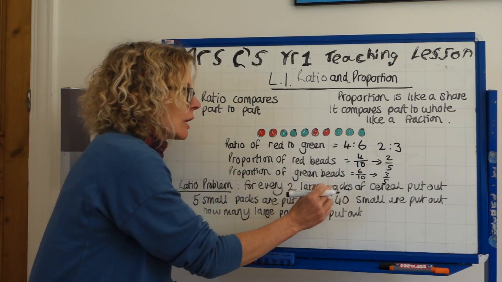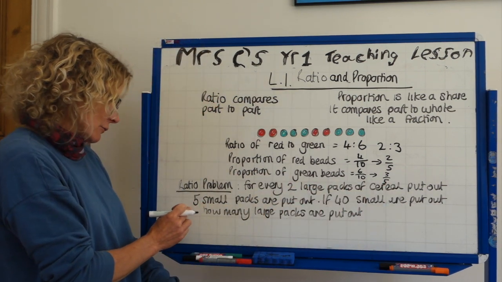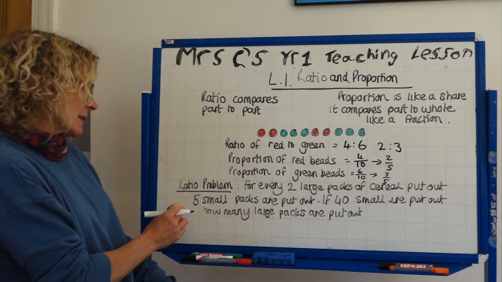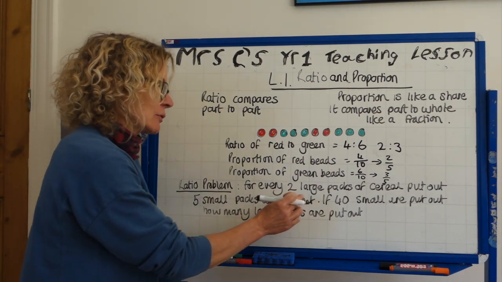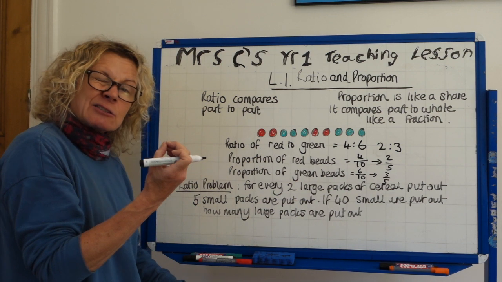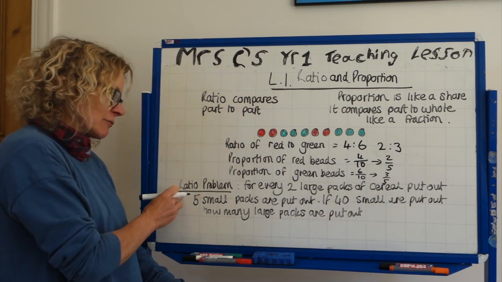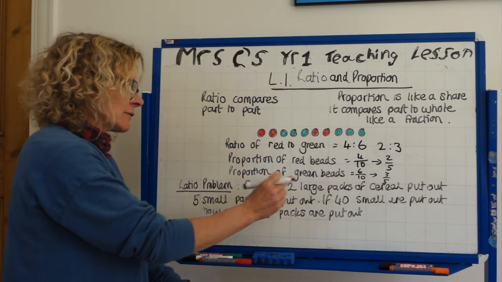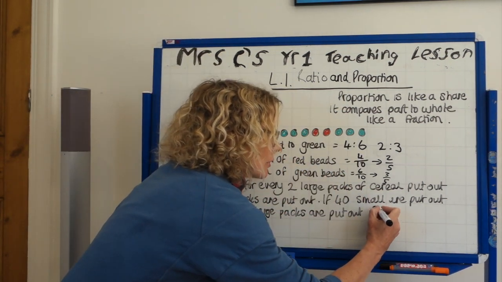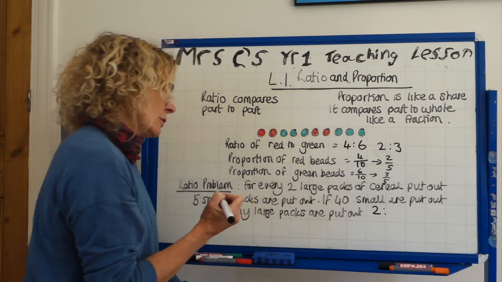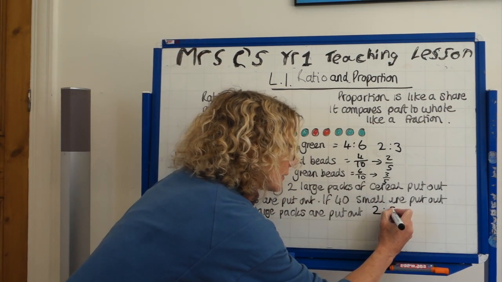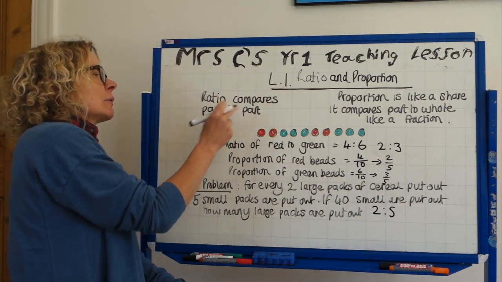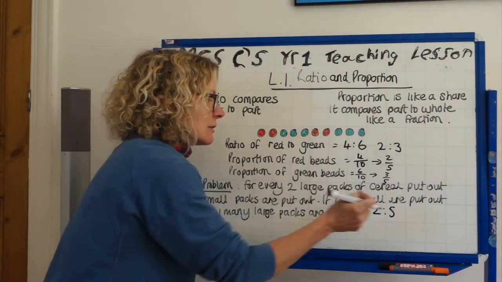Right, ratio problem. For every 2 large packs of cereal put out in a supermarket, 5 small packs are put out, okay? So let's look at the ratio of that first, because this is a ratio problem. For every 2 large packs, 5 small packs are put out. So for every 2 large, we've got 5 small. We're looking at the ratio which compares that part to that part.